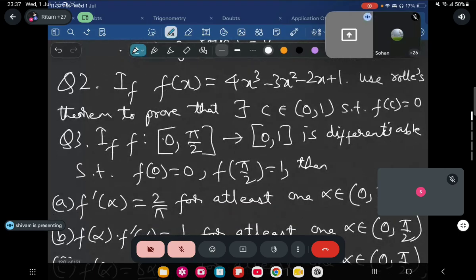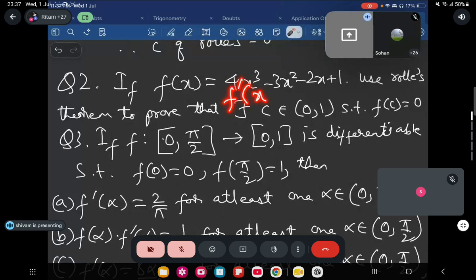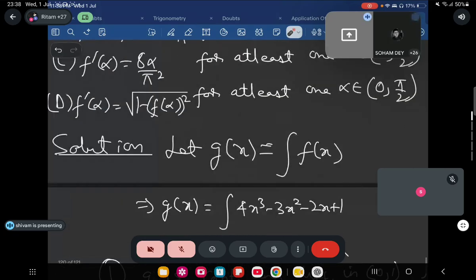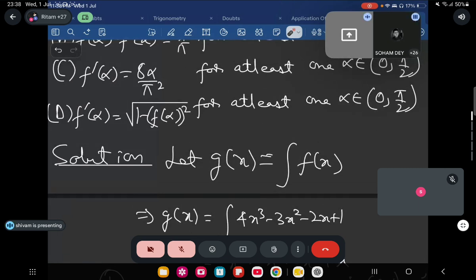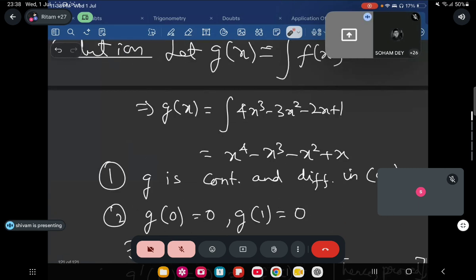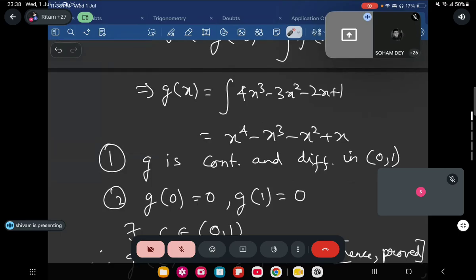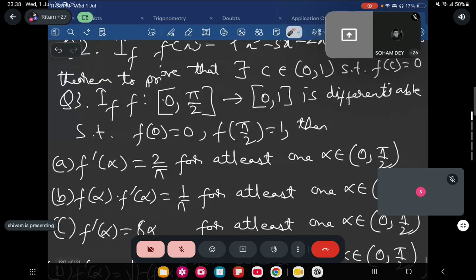Whenever you use Rolle's theorem, you come to a point where f dash c is equal to 0, isn't it? But over here you have f of c. So you have to take a function whose derivative is f of x, such that when you differentiate, you come to f of x only. That is why I integrated, and then I saw that all the conditions are satisfied in g of x. So g dash c will be equal to 0. Is it clear?